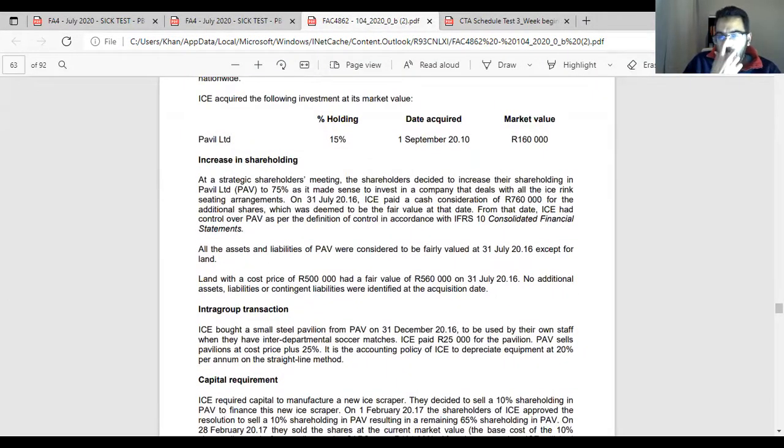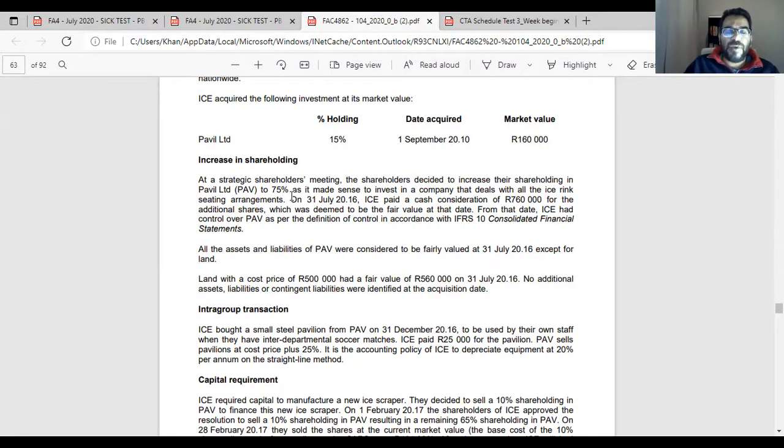So they acquired this, where am I reading now? They acquired this on 31 July 2016. So that means the end of the year is 31 March 2017. The beginning of the year is 1 April 2016. So our financial year is 1 April 2016 to 31 March 2017. That's our financial year.